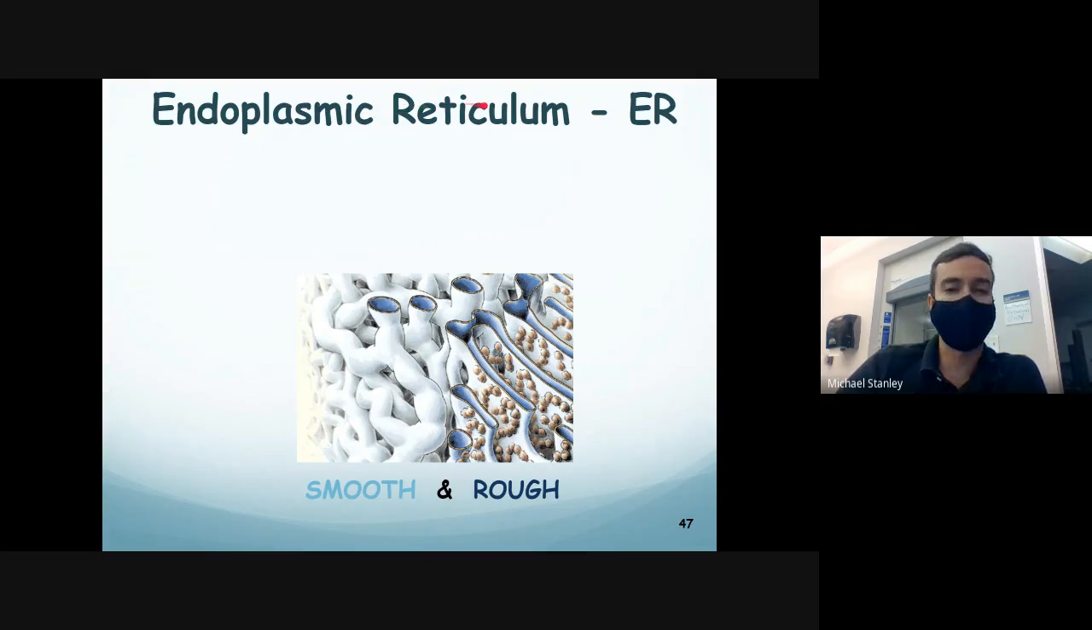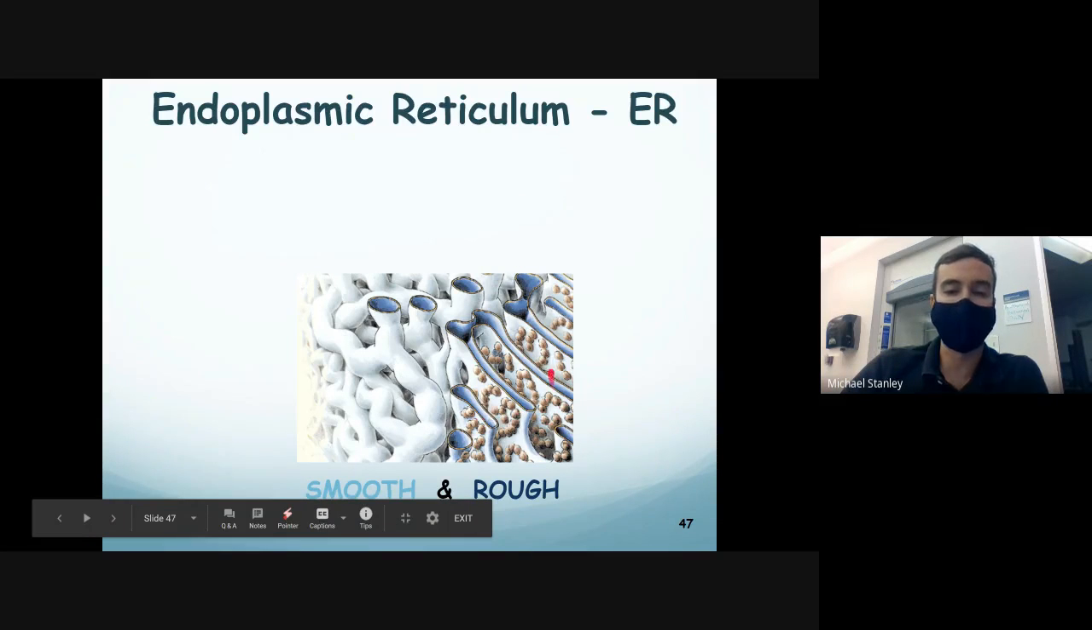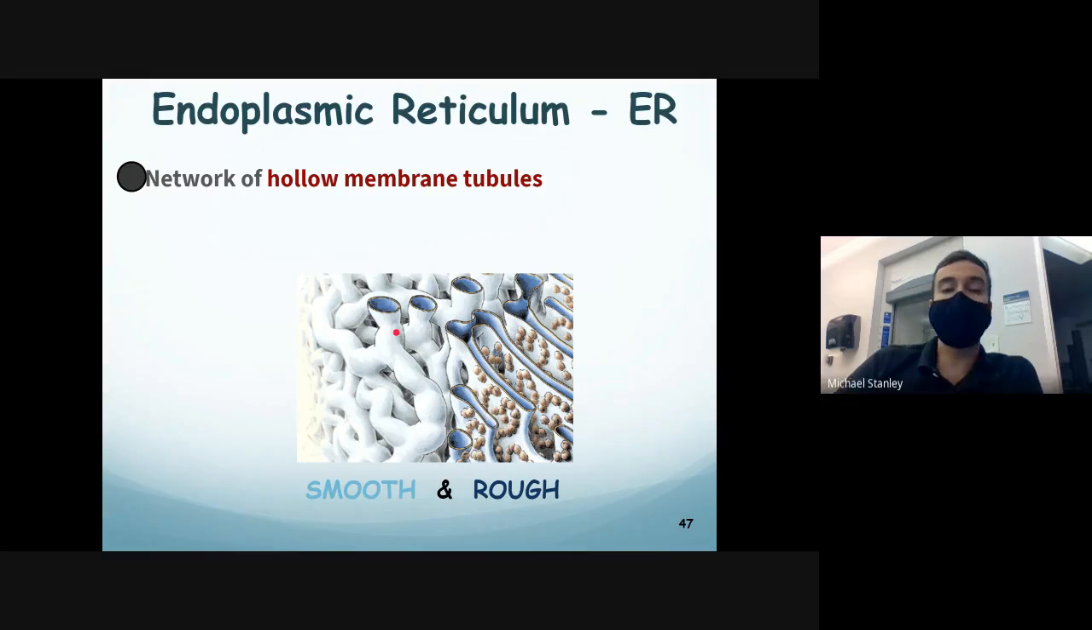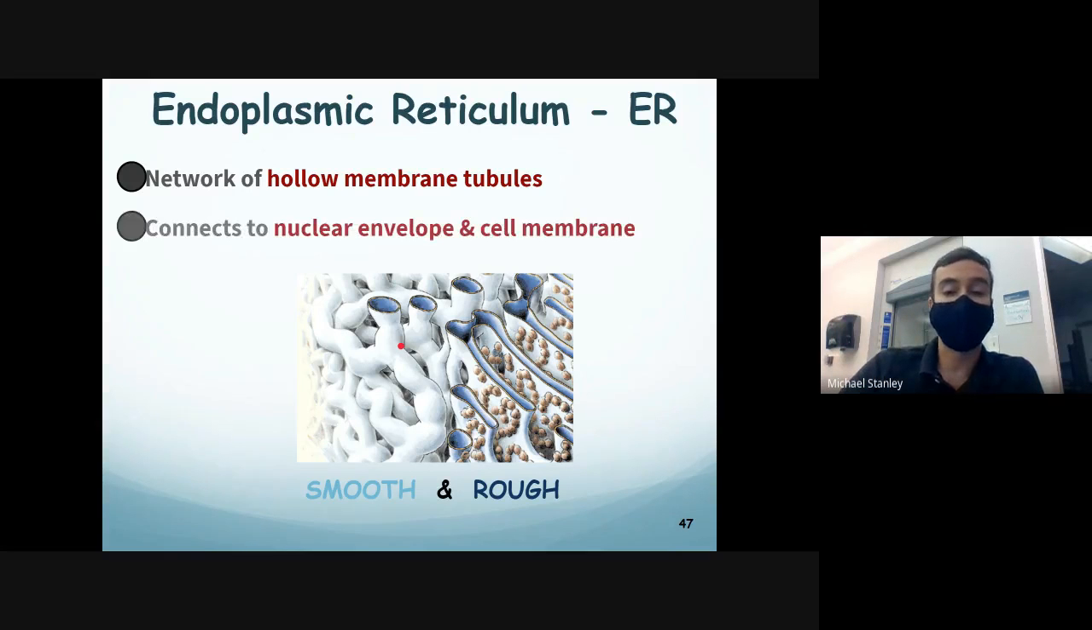So the endoplasmic reticulum, the ER, is in your cells, and it comes in 2 flavors. We have our rough ER that has all these little bumps on it, and our smooth ER. So the ER is basically a whole bunch of these hollow tubes that usually are in the cell pretty close to the nucleus. A lot of times the ER connects directly to the nucleus, or the nuclear envelope, which is the fancy name for the membrane that covers the nucleus. So it's right there up against the nucleus.